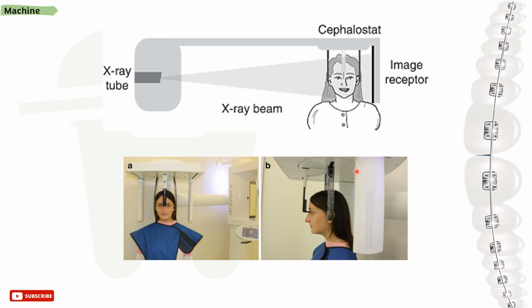The forehead clamp should be fixed for the patient's vertical plane stabilization, so that the patient shouldn't tilt their head to the right or to the left. And finally, the patient is instructed to close the mouth in centric occlusion and to stand still throughout the process of the X-ray taking.